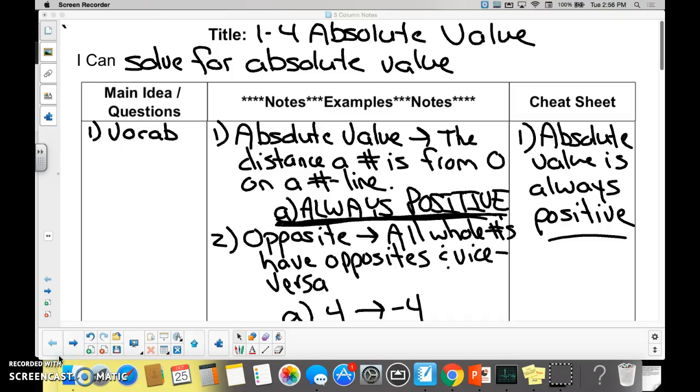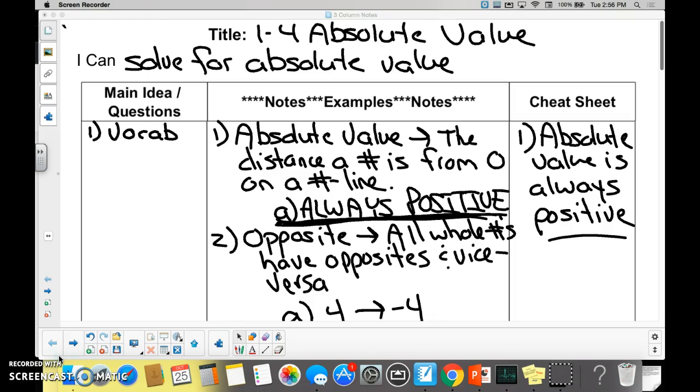Absolute value. I can solve for absolute value. Catherine, can you solve for absolute value now? When you see an absolute value problem, can you solve it? Could you do that before the lesson today? No. Awesome. So absolute value is the distance a number is from where?